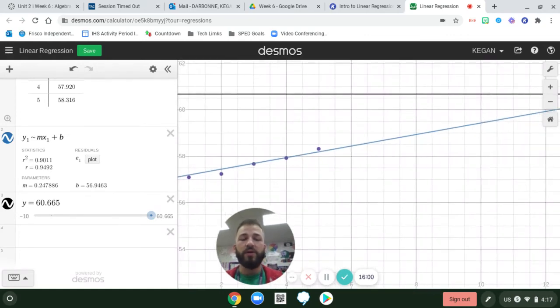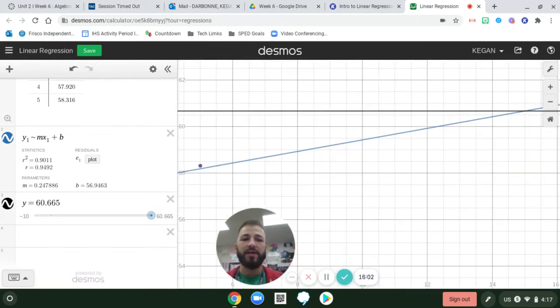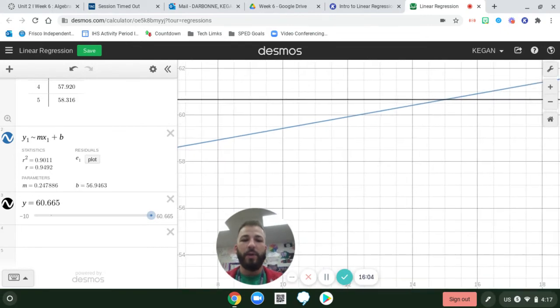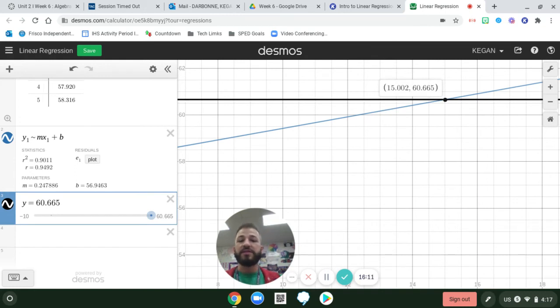So if I scroll over, notice the blue line is going to start colliding with the black line. Well, eventually, they should come in contact. Okay, and then you can just click on it right here on your Desmos calculator, and it'll tell you. So at 15.002, so I'd say that's probably 15, it gets equal to 60.665. So our x value would be 15.